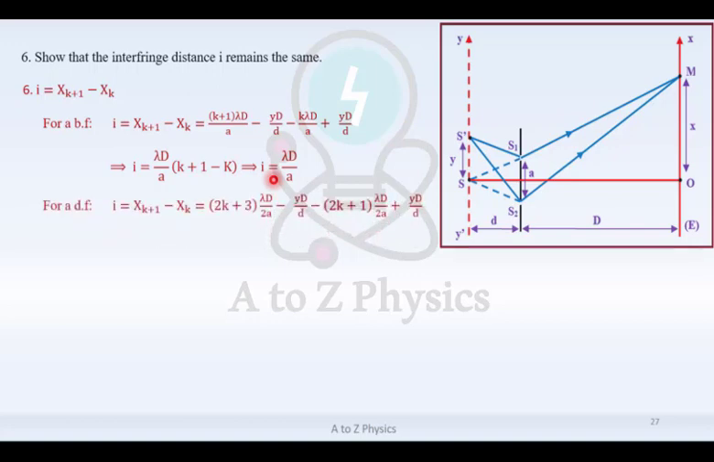Same calculation for the dark fringe, we substitute x of k plus 1 minus x of k.